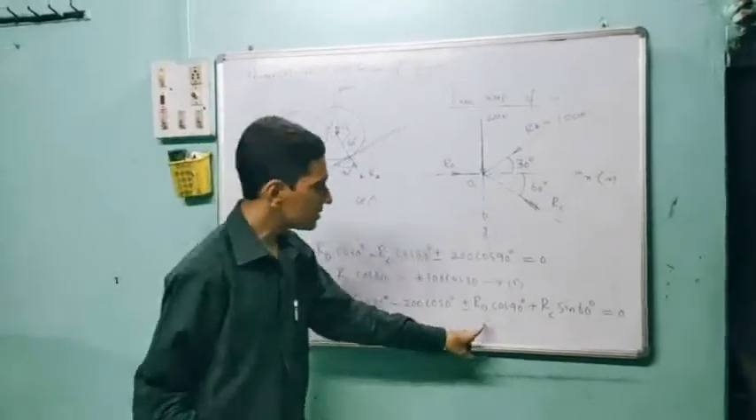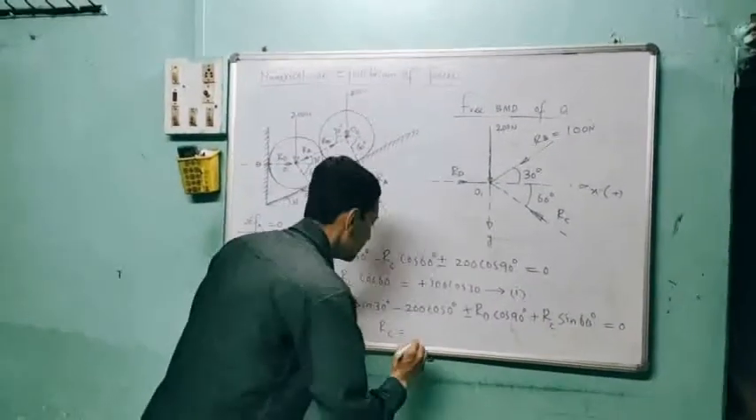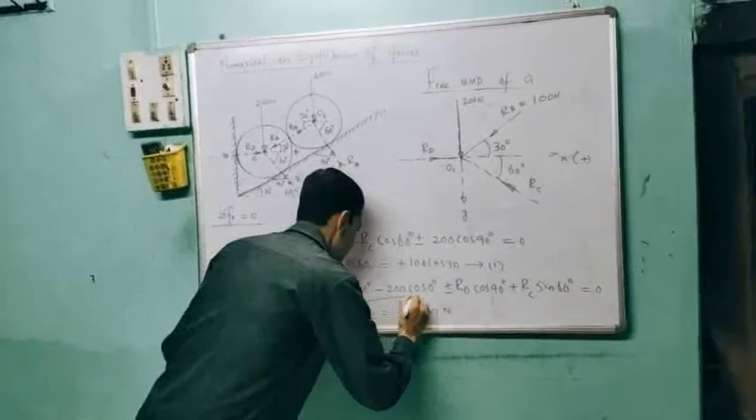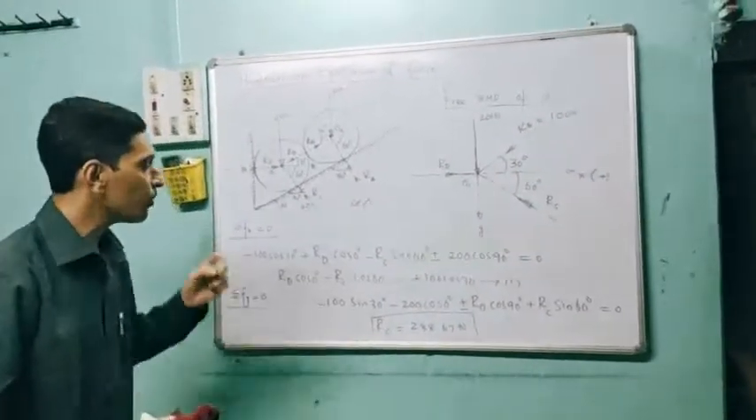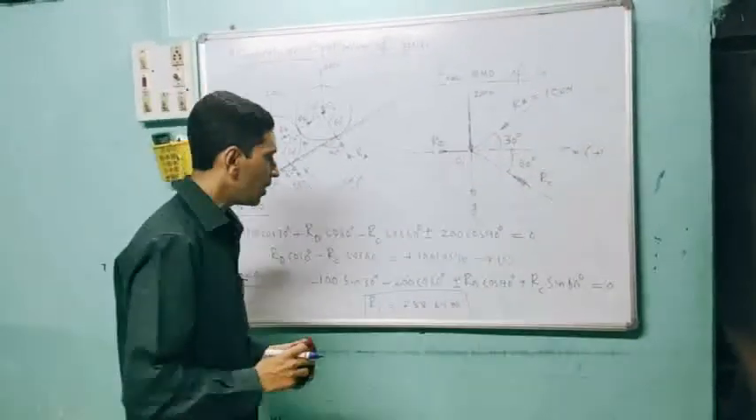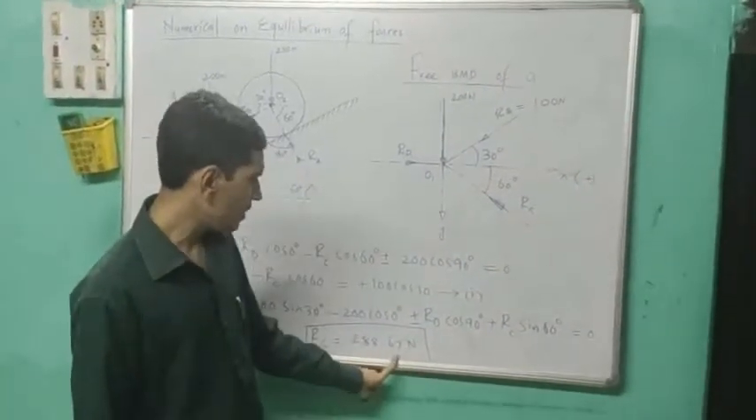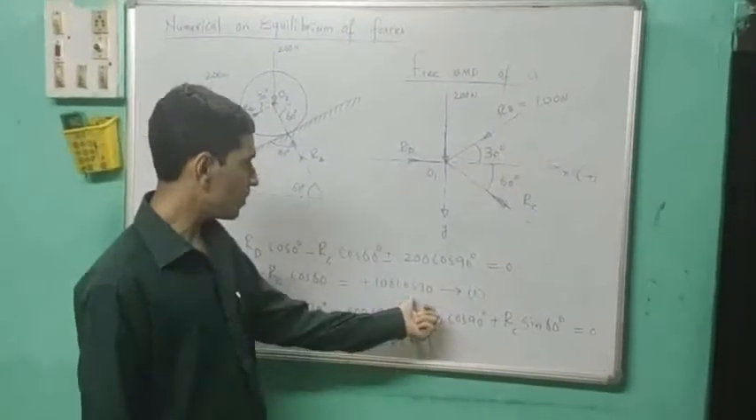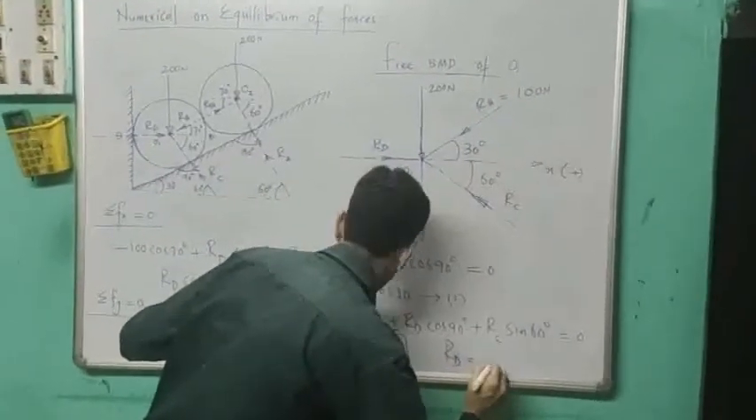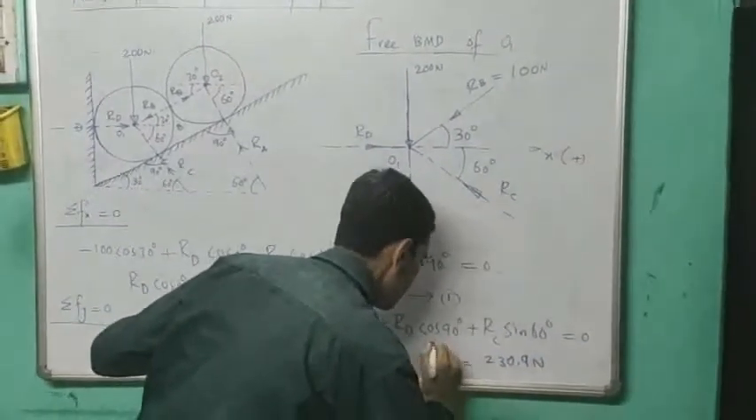Now in this, the RD term is already equal to 0. We will get the value of RC from this equation. Once we solve for RC, we will get nearly 288.67 newtons. This is the reaction coming from the contact point C on the roller. Now once we have the value of RC equal to 288.67 newtons, put it in equation number 1, and we will get the other unknown, that is RD. RD after solving, we will get 230.9 newtons.